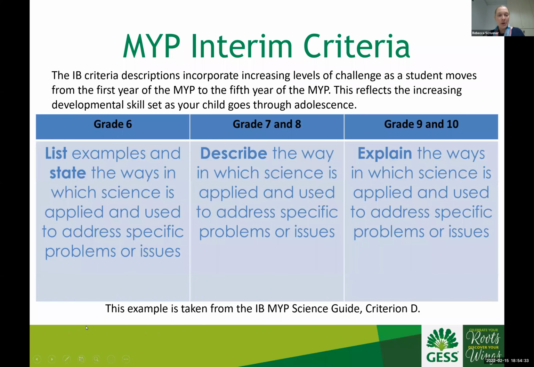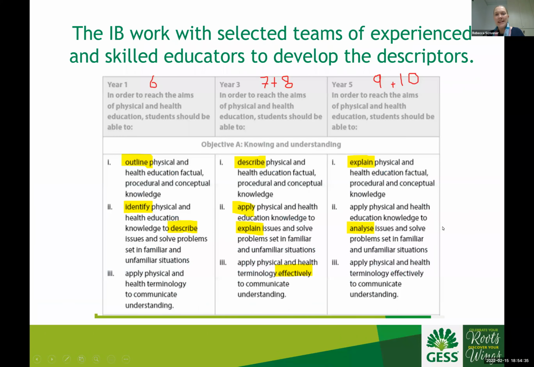I've put another example on the next slide. This is from PE. This is what MYP year 1 looks like in the teacher subject guide that we receive as teachers. Year 1, we use with grade 6, MYP year 3 we use with grades 7 and 8, and MYP year 5 we use with grades 9 and 10. And so we see this jump in expectations. What I've highlighted in yellow is just to show you where we see a little bit of change.